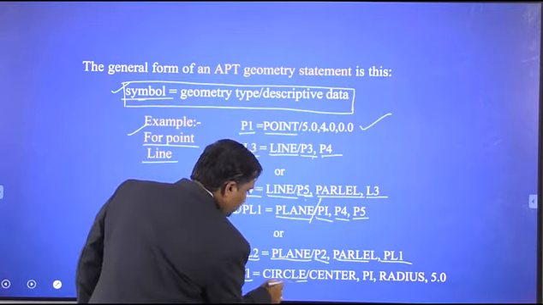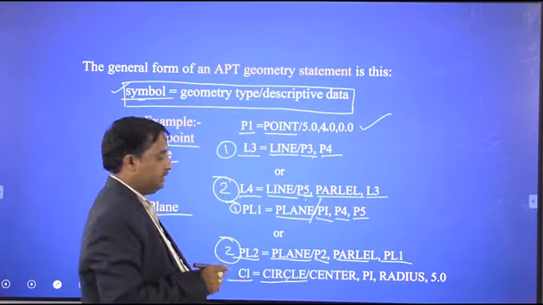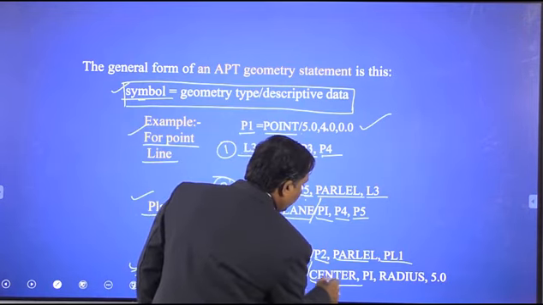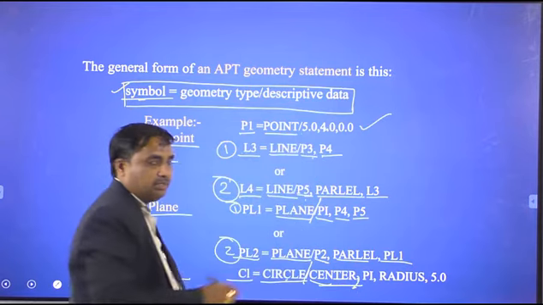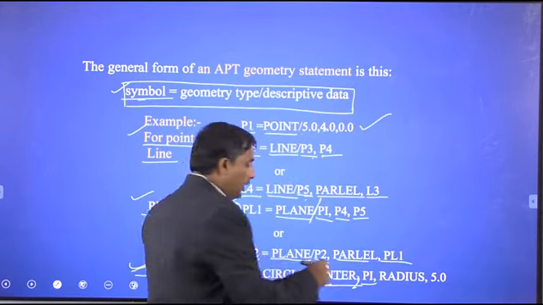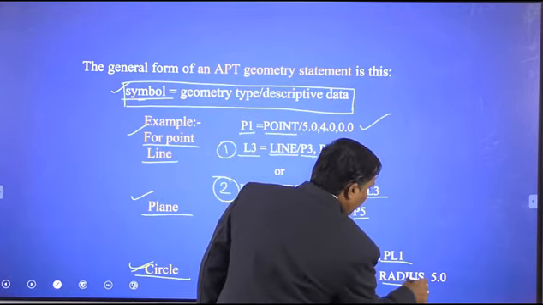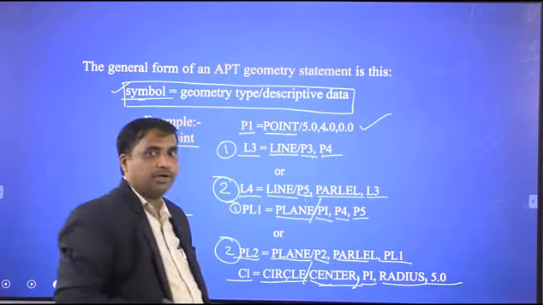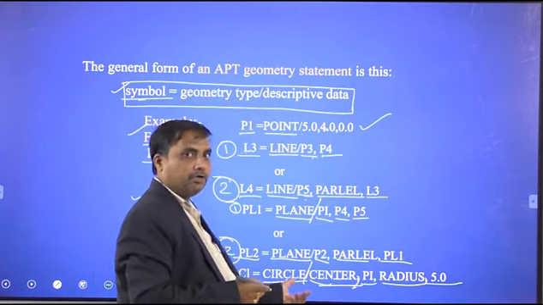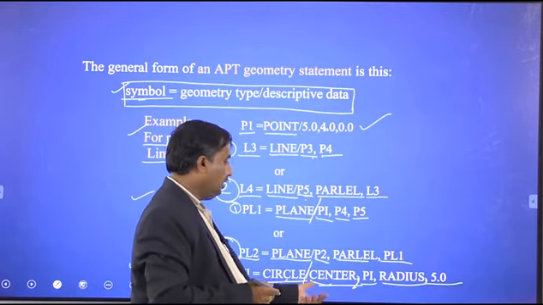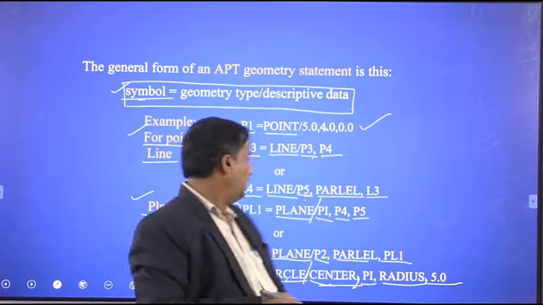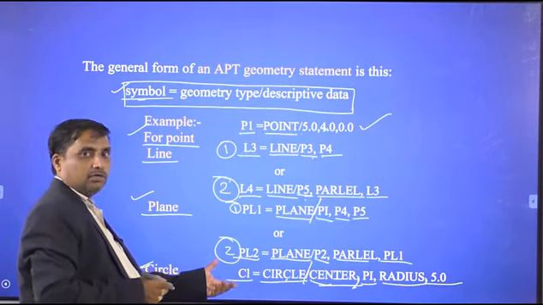Next, circle is a geometric type. This is the APT language. Next one, slash, again center. Suppose if you write center, comma, immediately we have to specify the center point. That is P1. Here I have taken P1, comma, radius, comma, what is the radius? Here I have given radius 5. You can give any other radius. So circle definition: C1 equal to circle slash center P1 radius 5.5. That's it. Okay, this is about defining a circle.